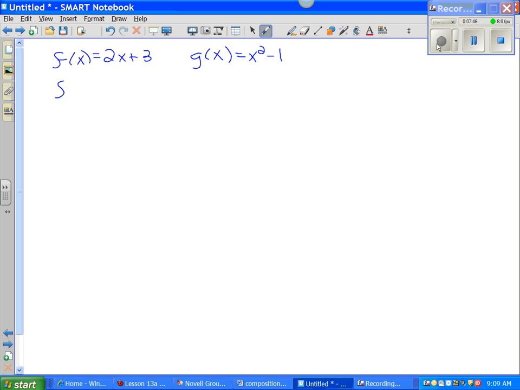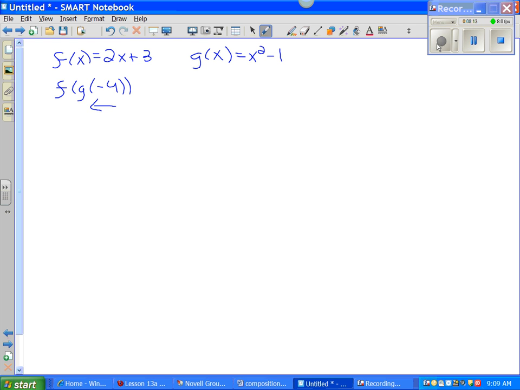Okay, so I want to find f of g of -4. This is my first one. Here's the hint. It's still a composition of two functions, but we're evaluating at a value of x. When we're dealing with these, you're always working right to left. And again, this is just substitution.